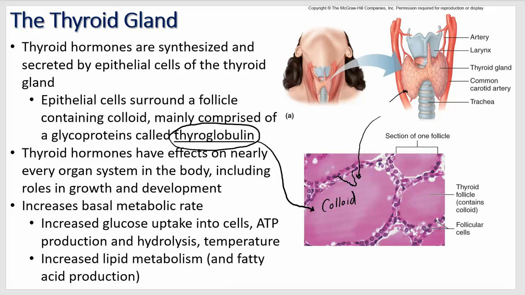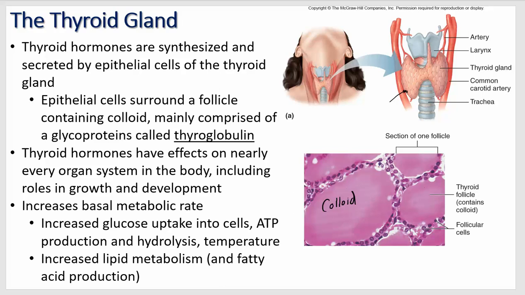So thyroid hormones have effects on nearly every organ system in the body, including roles in growth and development, and increasing basal metabolic rate. So essentially, when I think of thyroid hormones, I'm thinking of increasing activity, making things happen, mobilizing energy. So it's using energy and it's doing things. Okay, so that's what happens. It's very vague, and we're going to talk about some more details of exactly what they're doing. But they increase the metabolic rate, the basal metabolic rate.